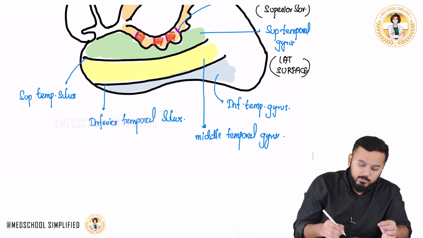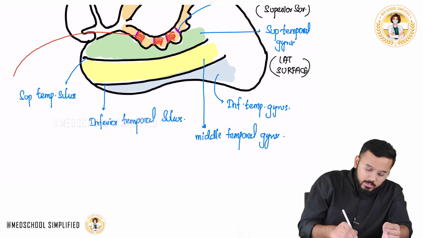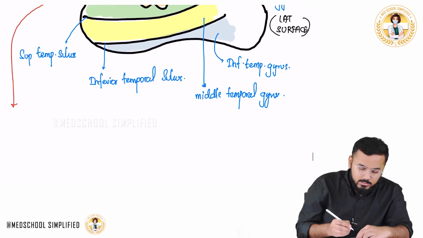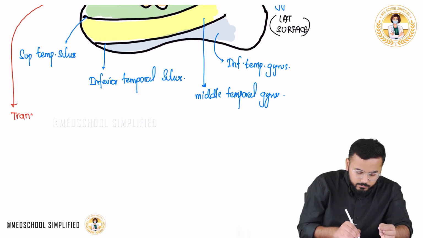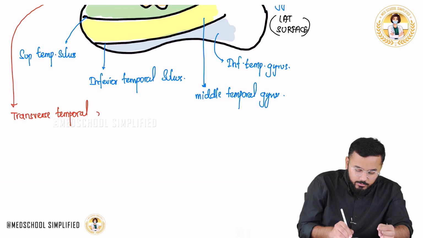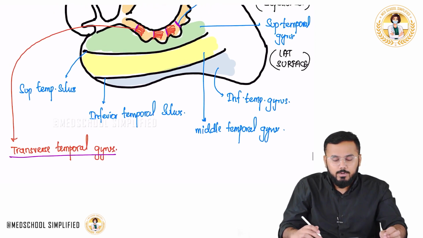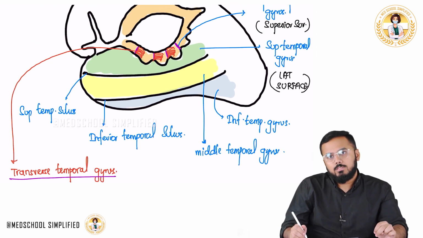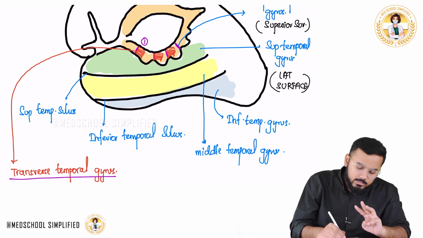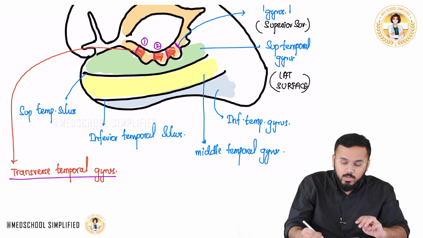Okay. So these bumpy elevations over here are called as transverse temporal gyrus. How many transverse temporal gyruses we have got? We have got 3. See, this is 1, this is 2, and this is 3. How many we have got? We have got 3 transverse temporal gyrus.